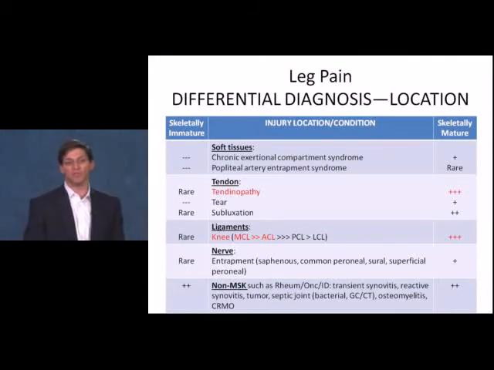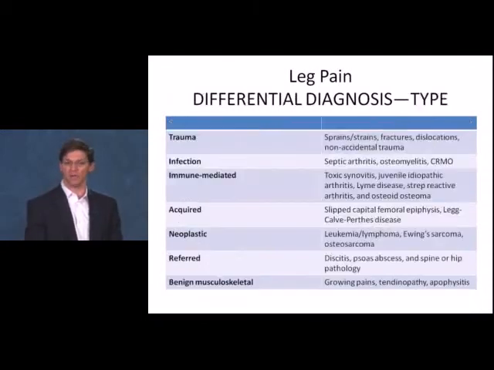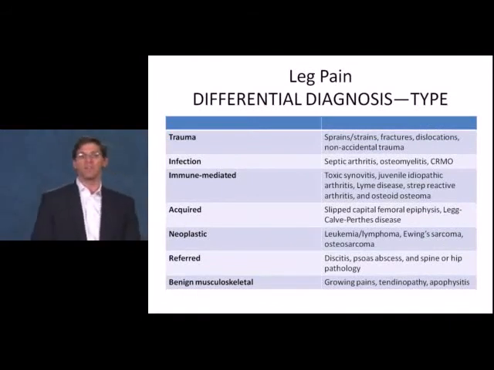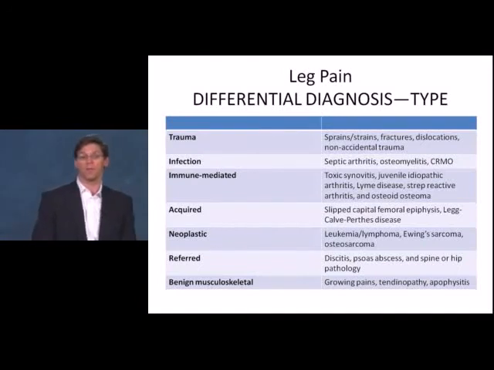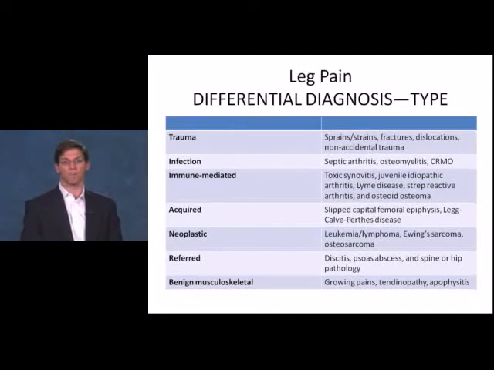Going back here, for those that do not know my abbreviation of CRMO, that's chronic recurrent multifocal osteomyelitis, and that is what some used to call Brodie's abscesses or subacute osteomyelitis. Going by the type of injury when talking about lower extremity pains, in trauma, sprains, strains, fractures, dislocations, one must also think about non-accidental trauma. For infectious, septic arthritis, osteomyelitis, and again, CRMO.